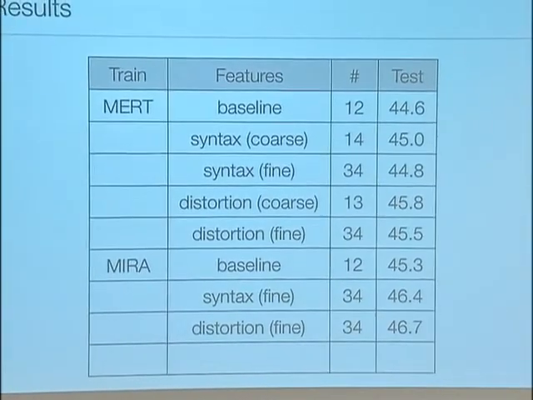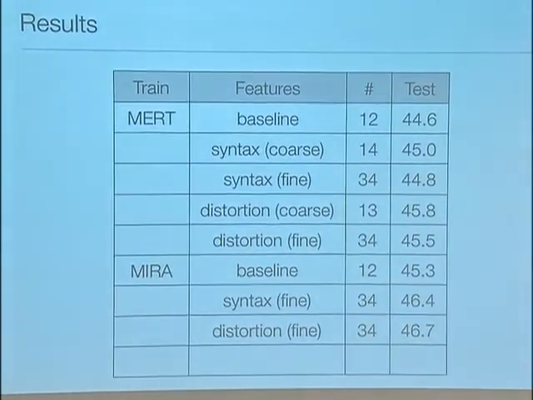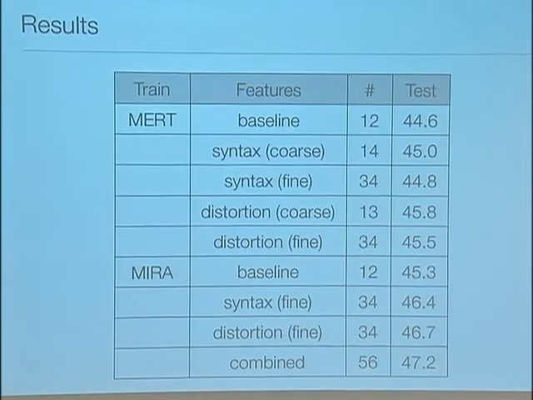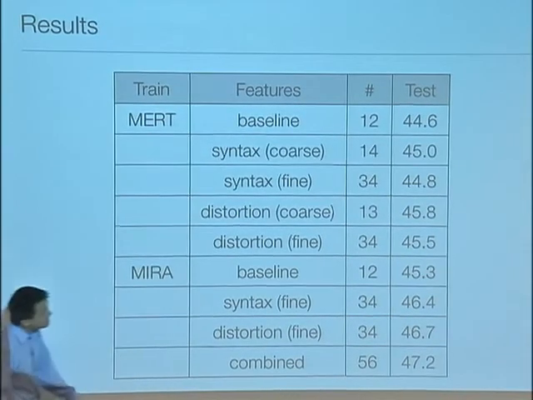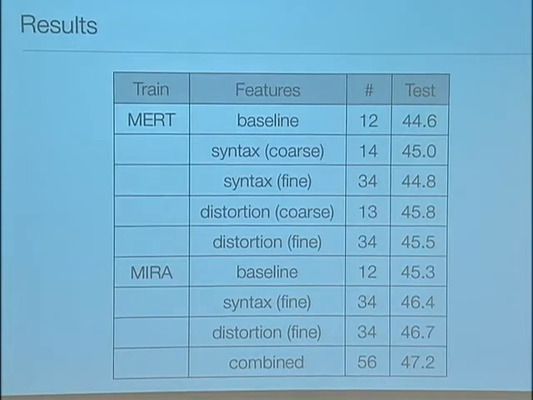And of course, the last question is: what happens when I combine them all together? The BLEU score goes up to 47.2, training on 56 features. OK, so this looks like it's doing pretty well on this feature set.